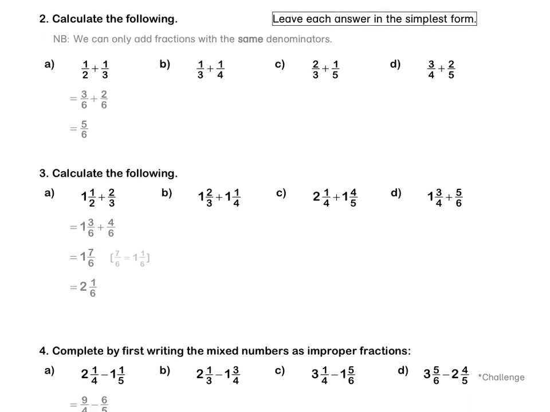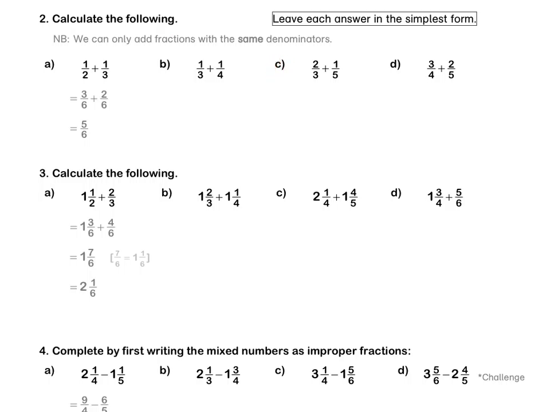Question 2. Calculate the following. If I have a half plus a third, remember we can only add fractions with the same denominator. Therefore, the lowest common denominator is 6. We've times by 3, so we times by 3. For the next one, we times by 2, so we times by 2, and we add up to get 5/6.